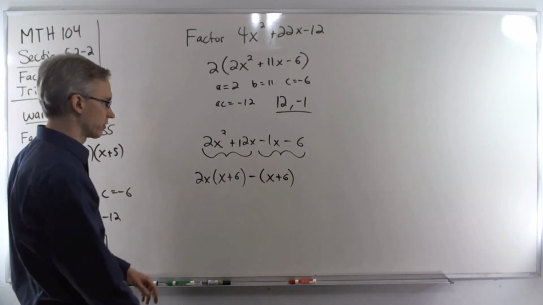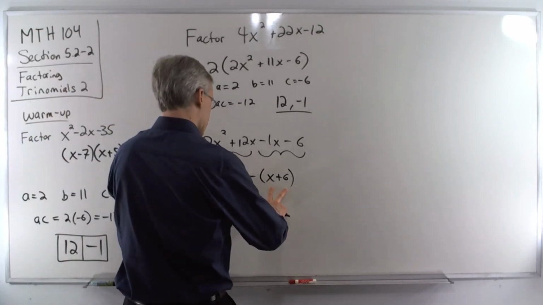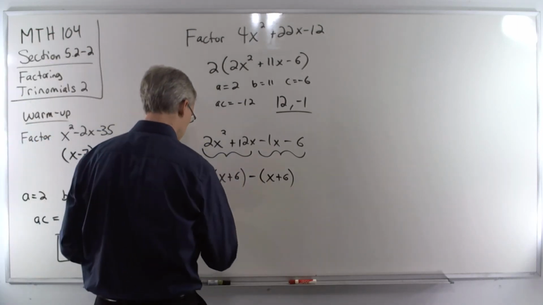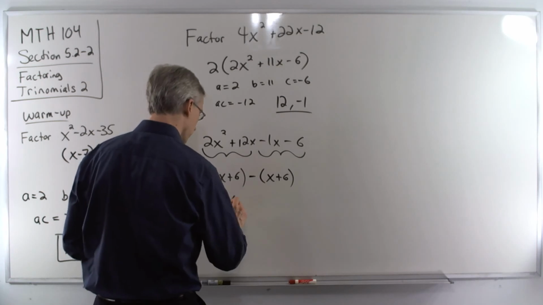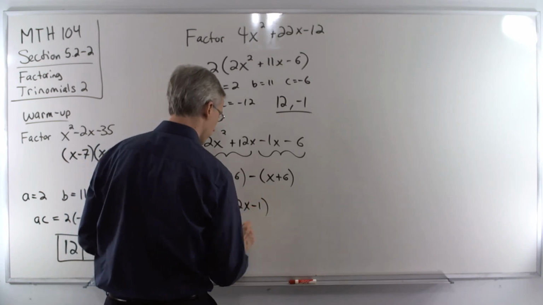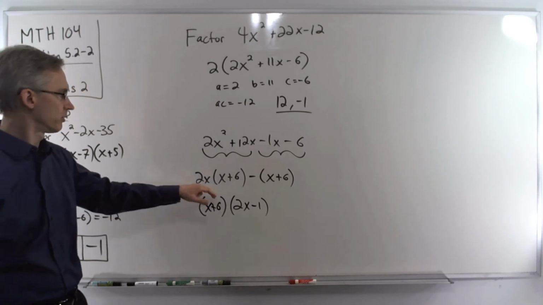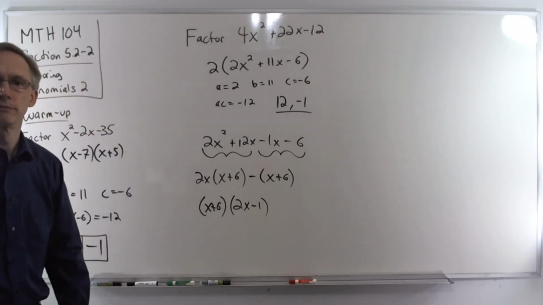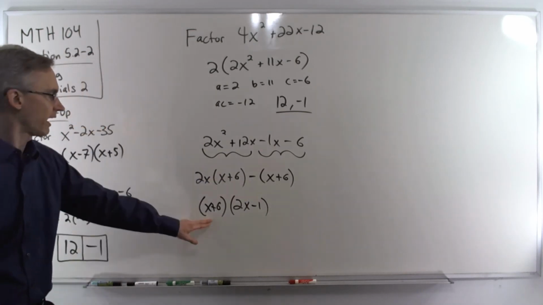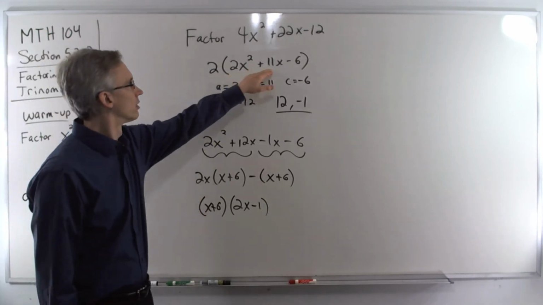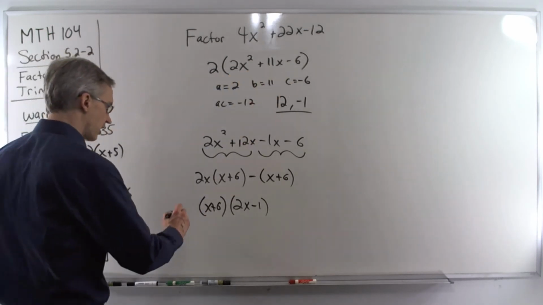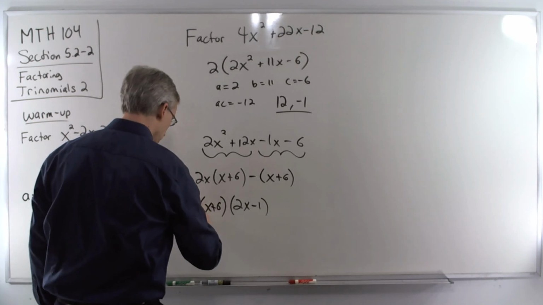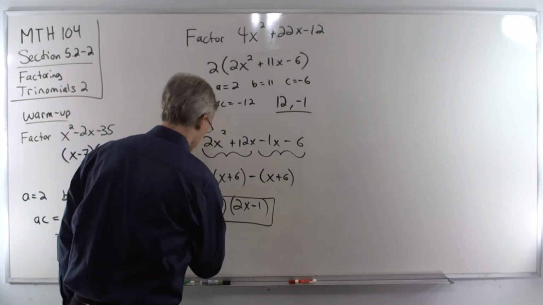All right, now we can factor out the x plus 6, the matching binomial. And what remains is 2x minus the implied 1. So there's the factored form of what's inside the parentheses. And to finish this off, we can bring down our 2. And there we go.